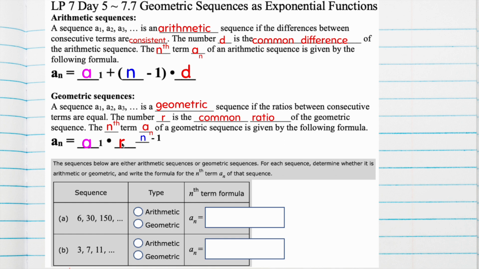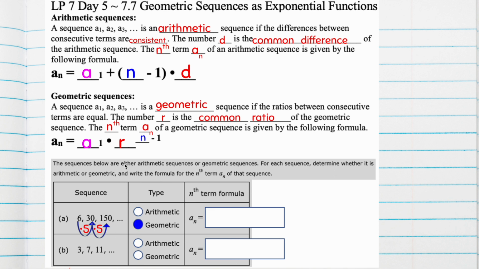Okay, so let's see. Down here, they're asking us to determine if it is arithmetic or geometric, and then to write a formula for it. With this one, since it's going 6, 30, 150, that definitely looks like multiplication to me because it's going up very quickly. So if I multiply by 5, 6 times 5 gets me 30. If I multiply by 5 again, I do in fact get 150. So that's my common ratio, which means it's geometric because it's multiplication.